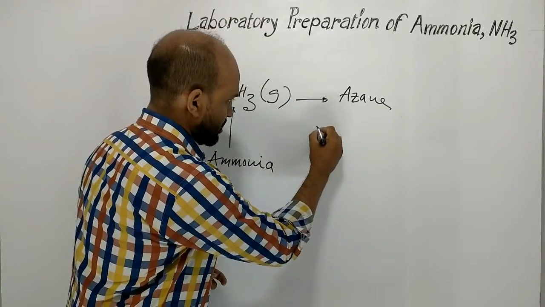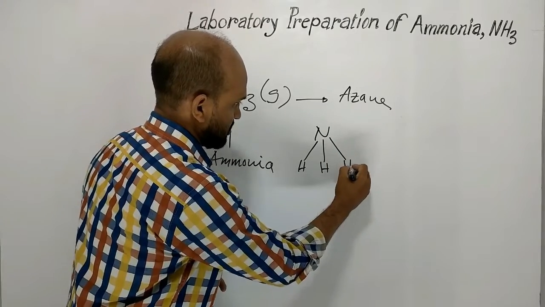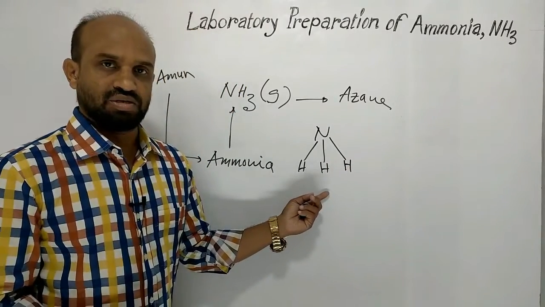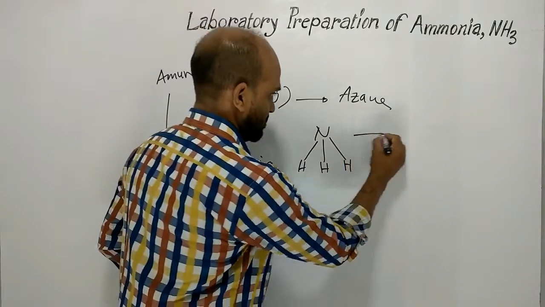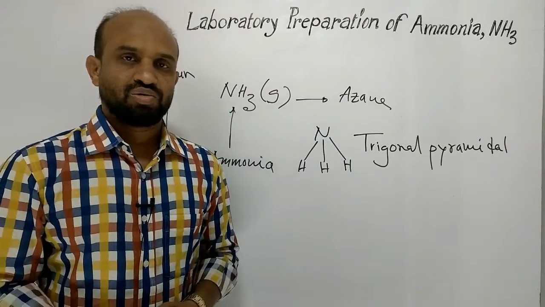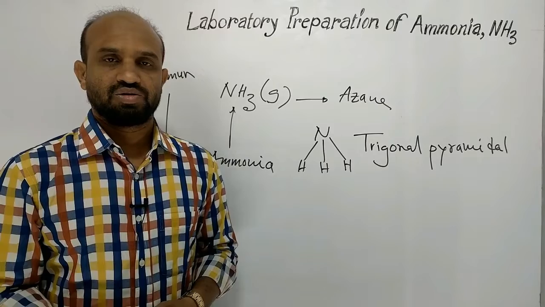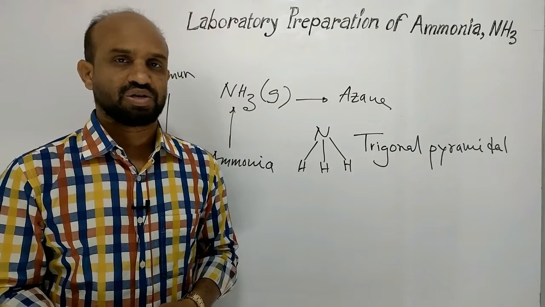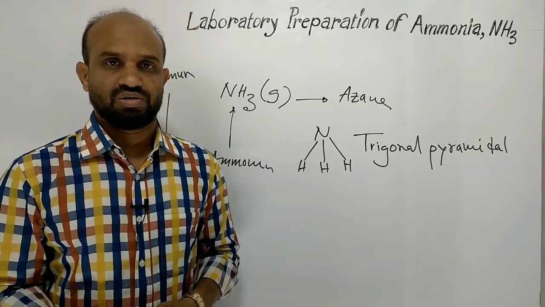Its structure formula is... the shape is trigonal pyramidal. This is about ammonia molecule. In this lesson, we are going to learn two methods of laboratory preparation of ammonia. Let's see the methods one by one.